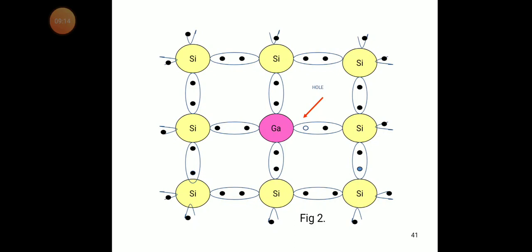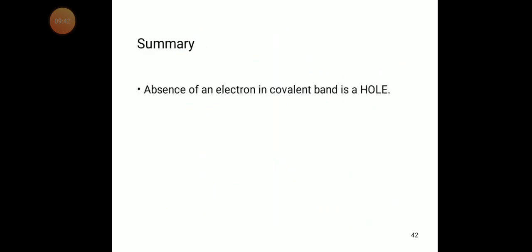The absence of an electron is called a hole. Like this, if n number of gallium atoms are added, n number of holes are generated. Like this, we generate holes in the atoms by applying external thermal energy or by adding impurities to the pure form of the semiconductor.